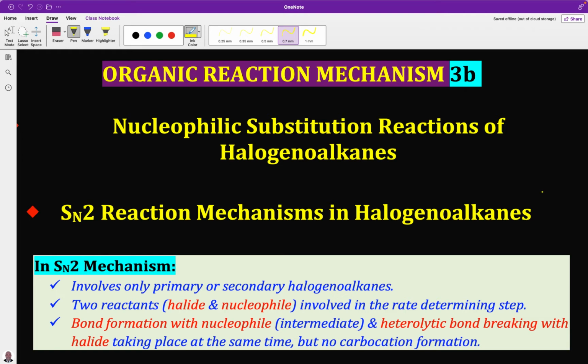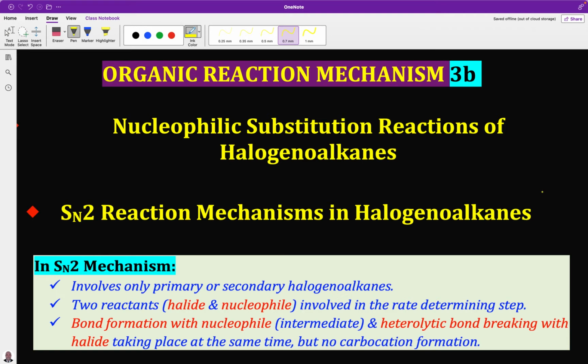A recap: Number 1, SN2 mechanism means nucleophilic substitution bimolecular, implying that there are 2 reactants or reacting species involved in the rate determining step. Number 2, SN2 mechanism can only go with primary or secondary halogenoalkanes.